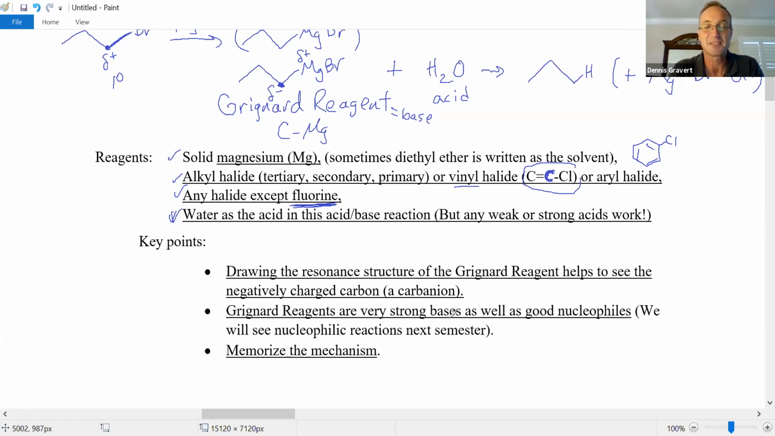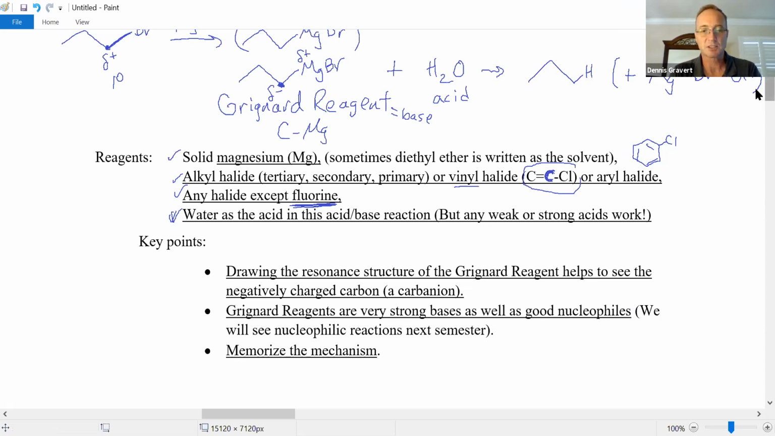And then here's the emphasis. This semester, we're only going to talk about how Grignards act as bases, but next semester, we'll make new molecules with them where they act as nucleophiles. They seek positive charge, right? Phile means seeking or loving. Nucleo refers to the positive nucleus. So Grignards want to seek something positive. We'll see that next semester.